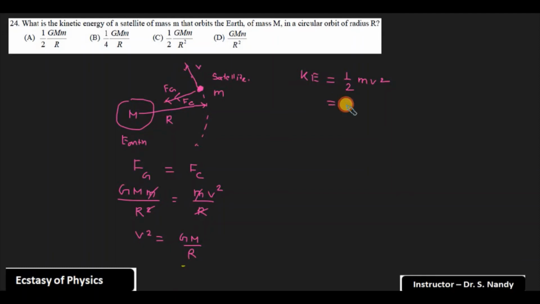Now if we substitute G M upon r instead of v square in the kinetic energy expression, we get G M m upon 2r. That's the expression of the kinetic energy of the satellite, which is option A.